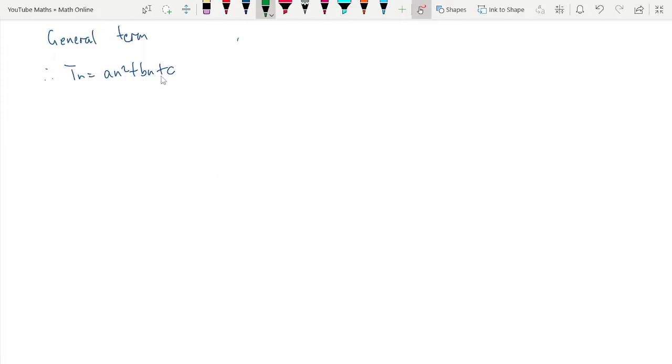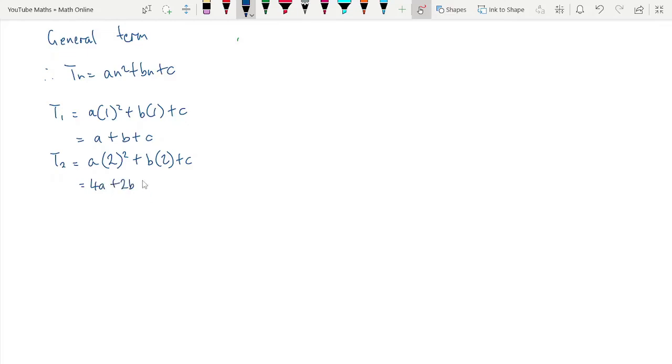Tn is equal to an squared plus bn plus c. Let's find the first term, which will be t1. So t1 in general will be a times 1 squared plus b times 1 plus c, and if you simplify that, you get a plus b plus c. Let's find the second term, t2. It means we replace n with 2, so that's a times 2 squared plus b times 2 plus c, which gives us 4a plus 2b plus c.